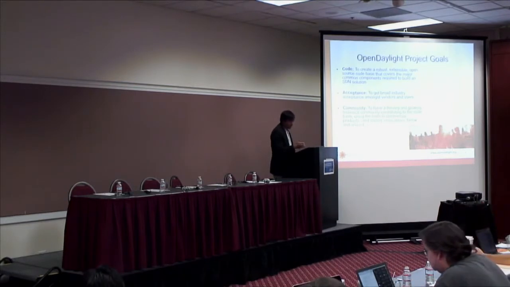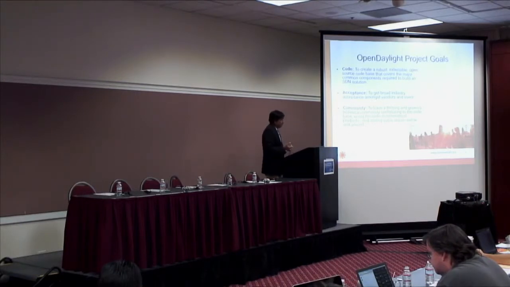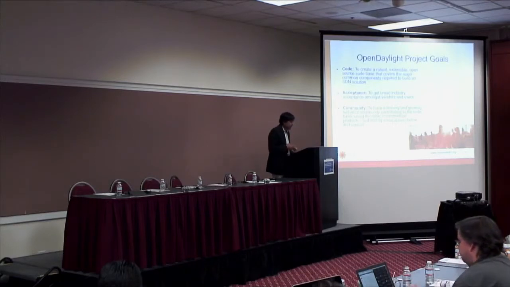The project goals are really threefold. The most important thing is that we're not a standards body. We're not trying to write specifications; we are writing code. That's the goal of this project: to write code, to deliver code, and to create something that's robust, extensible, coherent. We don't want just a random set of stuff out there.